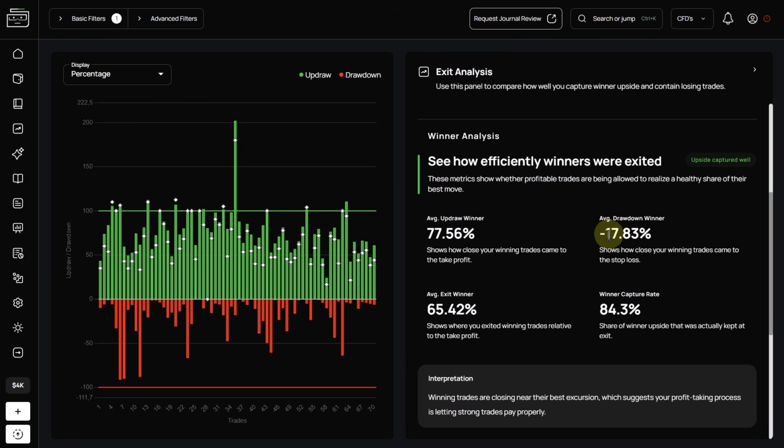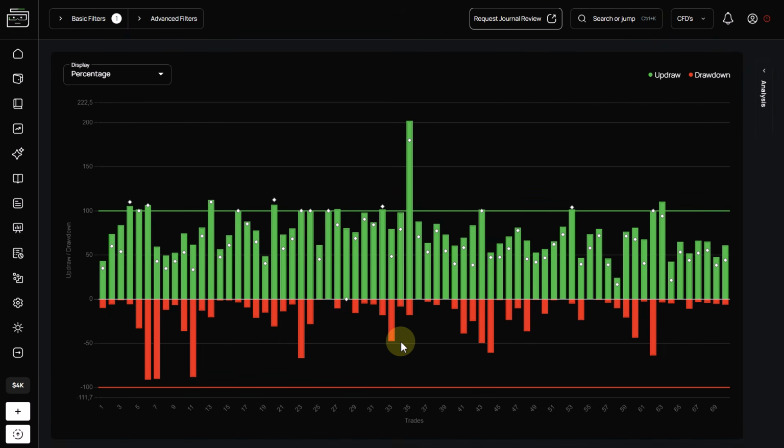So on average, on his winning trades, the price only moves 17.8% against him. That's an exceptionally low number. It means that the winners work right from the start and that his winners almost never have a significant drawdown. So this means the trader probably does have room and potential to improve his stop loss placement.